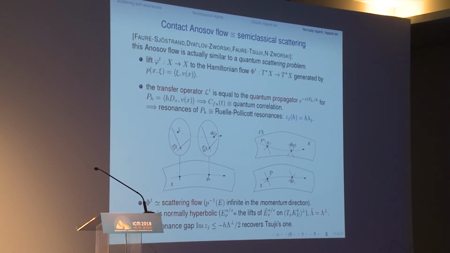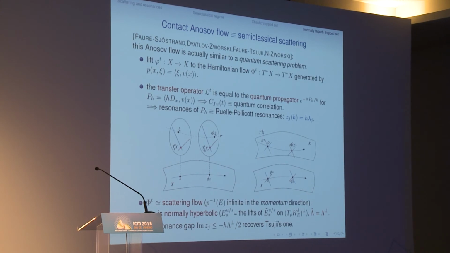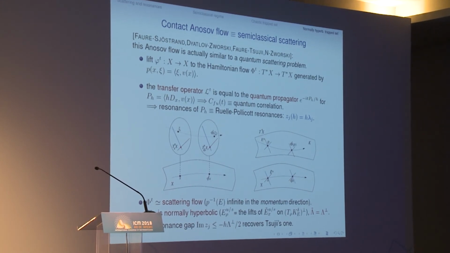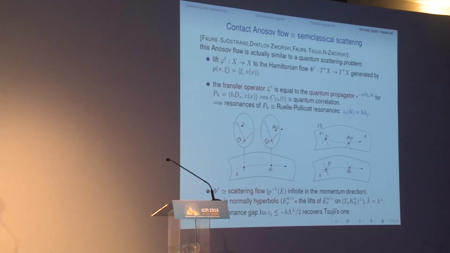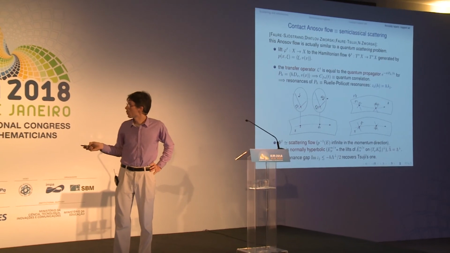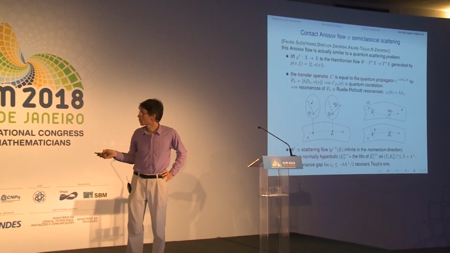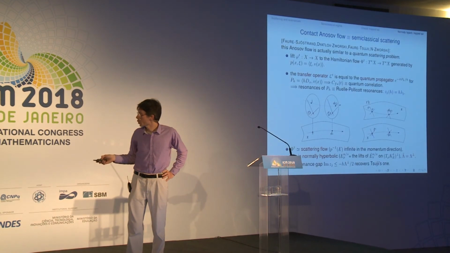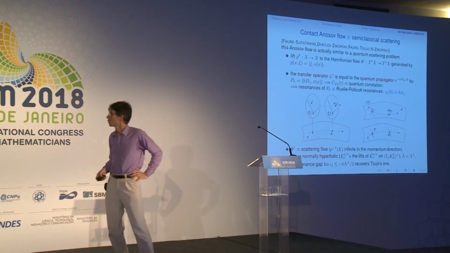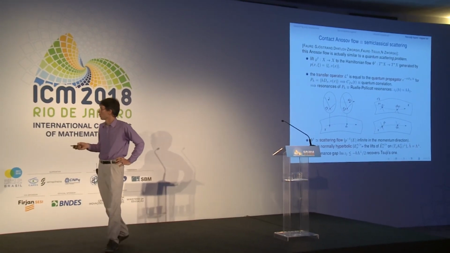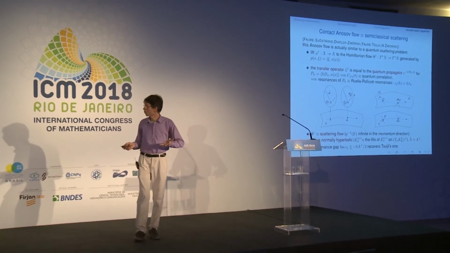So the idea is to start from the Anosov flow on X and to lift it on the phase space T star X, just lift it to a Hamiltonian flow. This is just the Hamiltonian flow generated by this Hamiltonian. Xi is the coordinate in the fiber, and V of X is the vector which was generating the flow on the base. So this is an obvious description of the lifted flow.